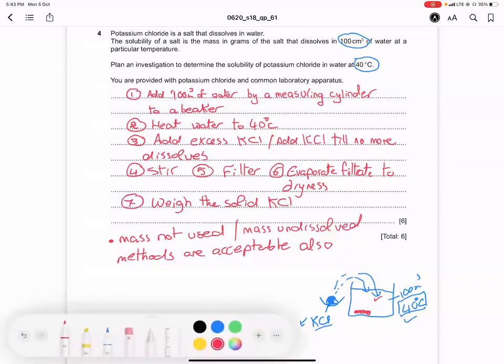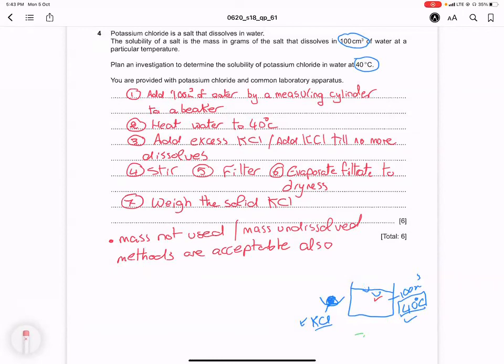So first of all, you remove the excess potassium chloride by filtration. Imagine with me that we successfully removed the excess potassium chloride. This means that we now only have a solution of 100 centimeter cube of water with potassium chloride dissolved in it. Okay, so imagine potassium chloride is dissolved in all this water. Now we need to know the mass of the solid dissolved in the water.